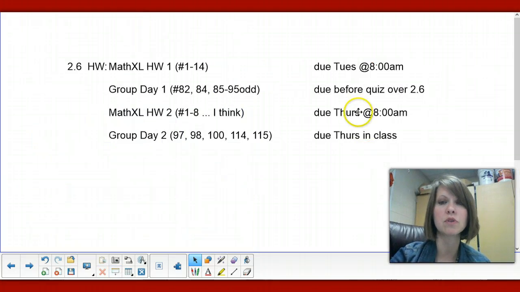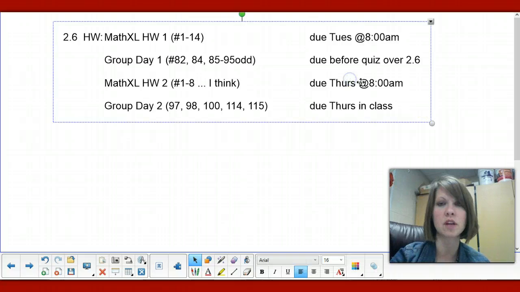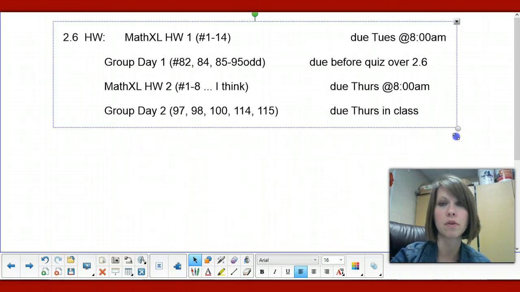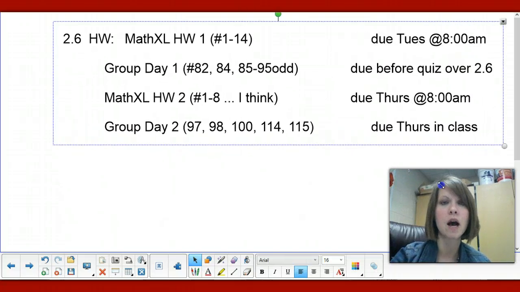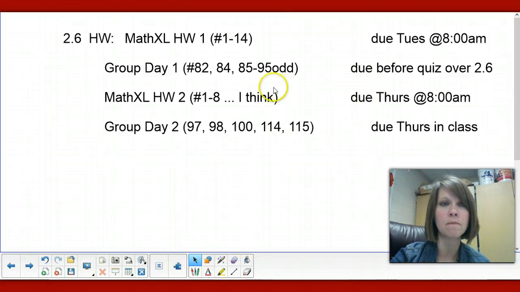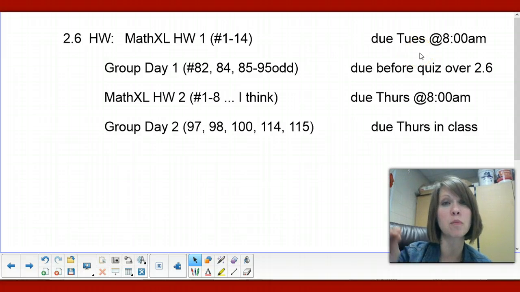Okay, so let me break down the homework that's going to be due. The Math Excel, our first homework assignment, is actually due Tuesday morning at 8 a.m. That's when the program will stop accepting submissions. Anything that you've completed up until 8 a.m. will count, but if you don't start this until tomorrow morning, you're going to have a problem.